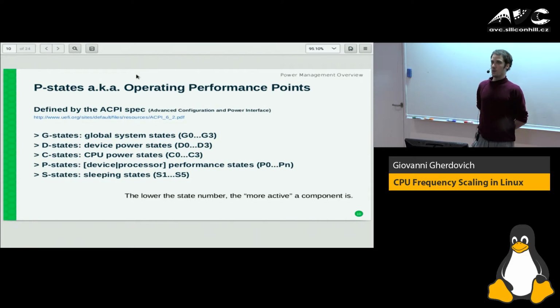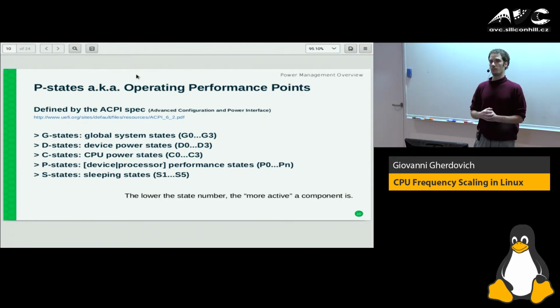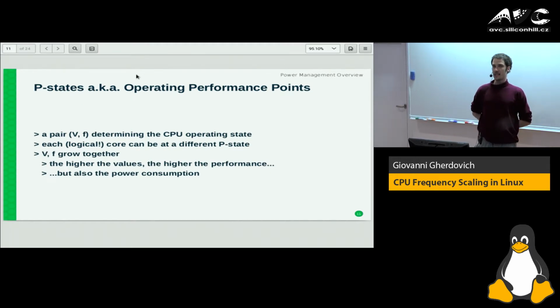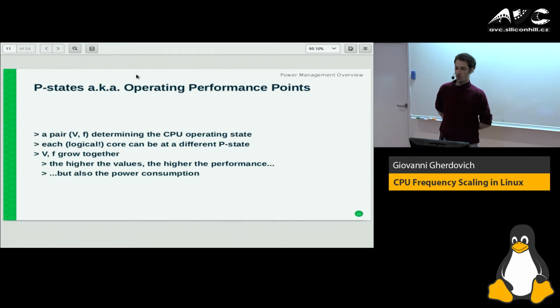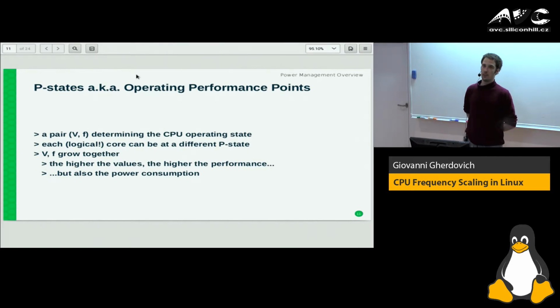The state called C0 is the only one where the CPU is executing instructions. So while we are in C0, we can then fine-tune and move to a lower P state, which will save us some power. And again, the definition of a P state is a couple of values, voltage and frequency, and then each logical core of your machine can go at a different P state, which is interesting. So think about two hyper-threading siblings which run at different frequencies, and this happens. Again, voltage and frequency grow together. They must grow together. So a P state is a couple of values, voltage and frequency.